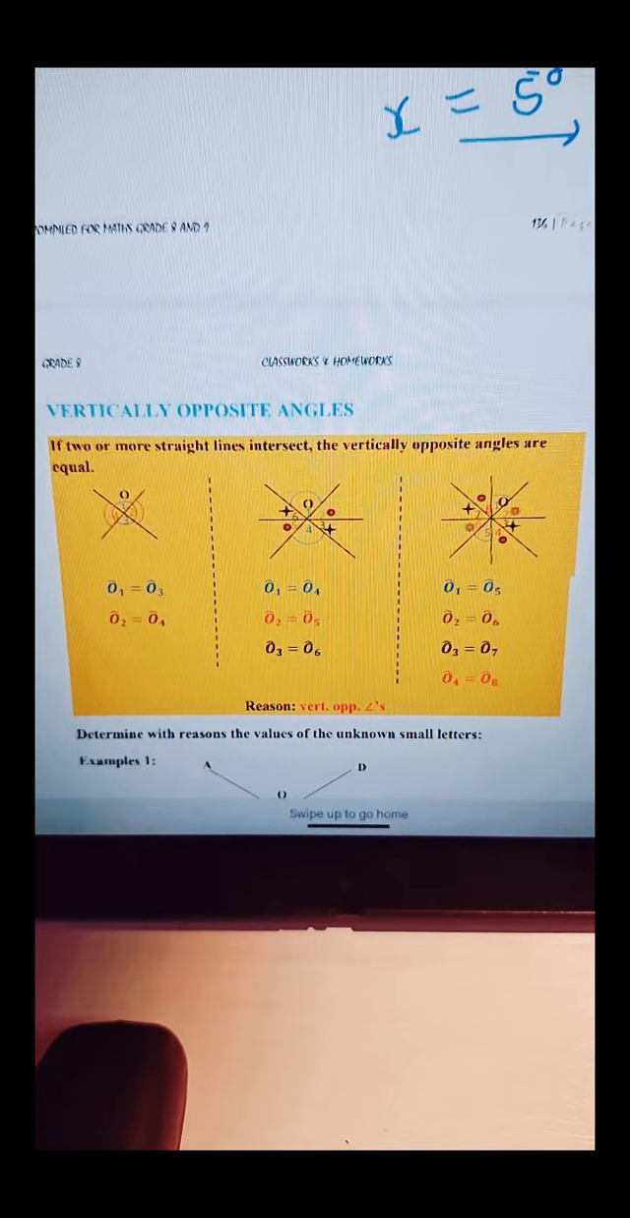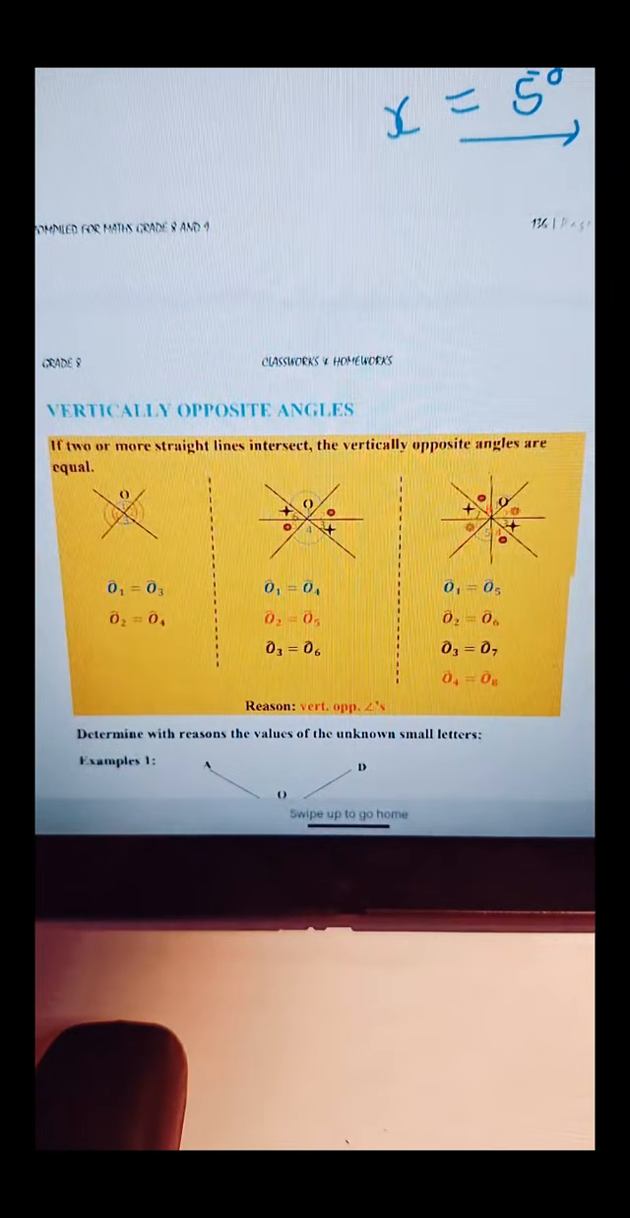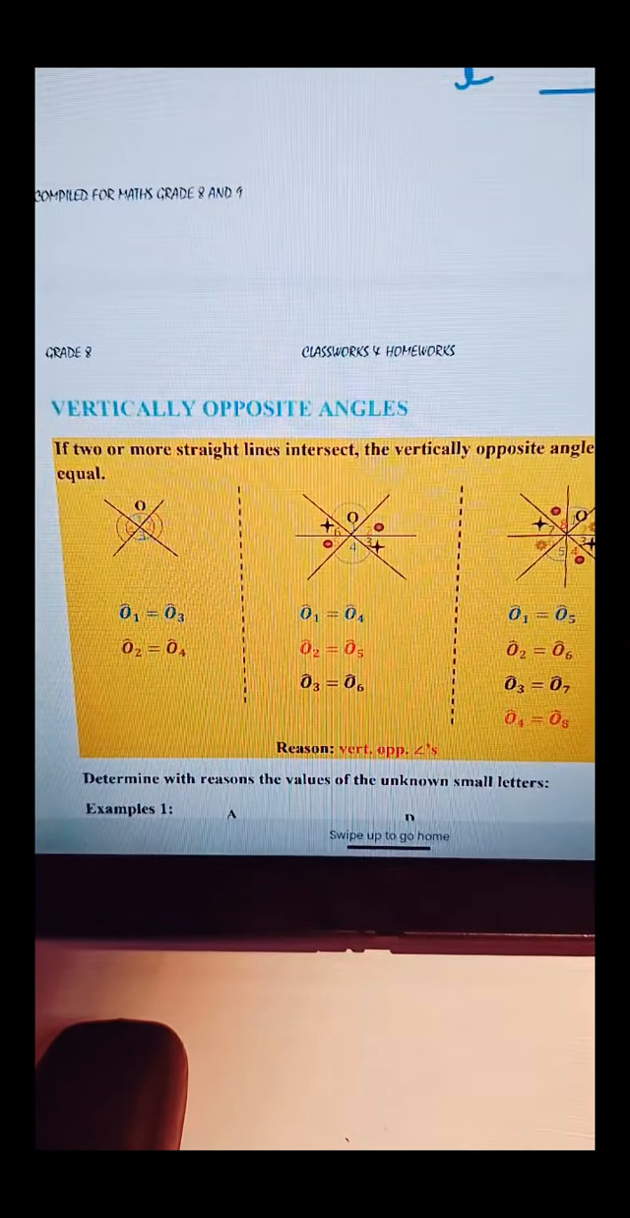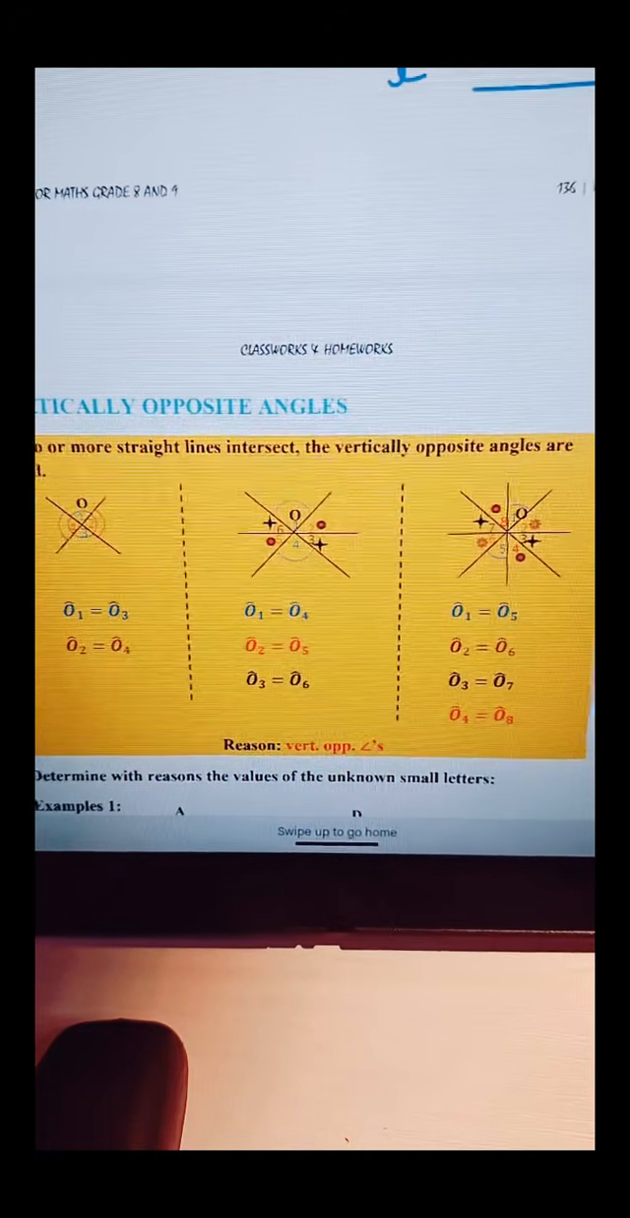The statement, once again, says: if two or more straight lines do what? Intersect. Guys, this line and that line are two lines intersecting. What does intersecting lines mean? It means they cut and cross and overlap each other. That's what intersecting lines are.